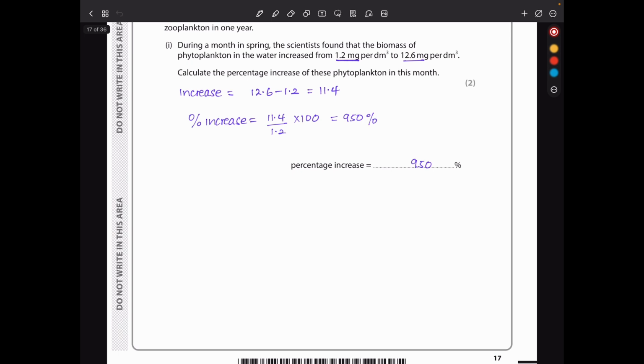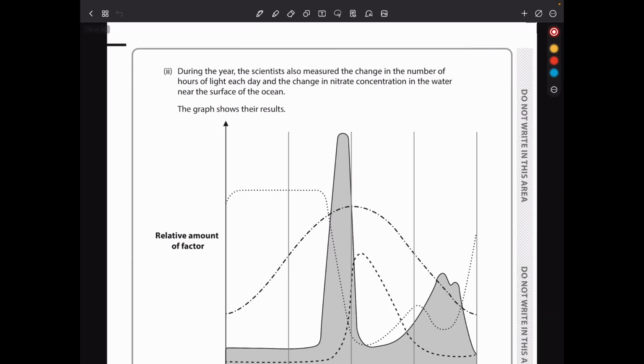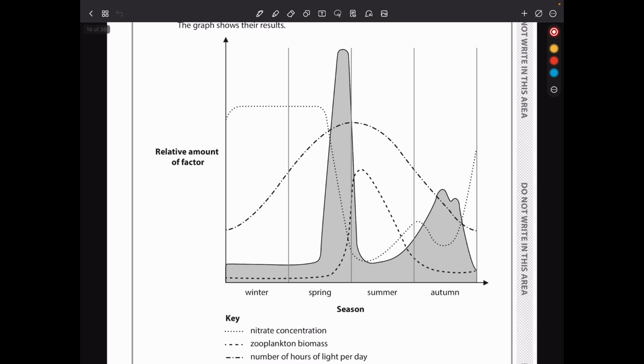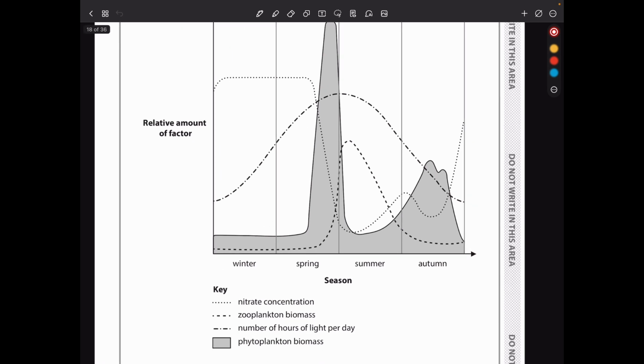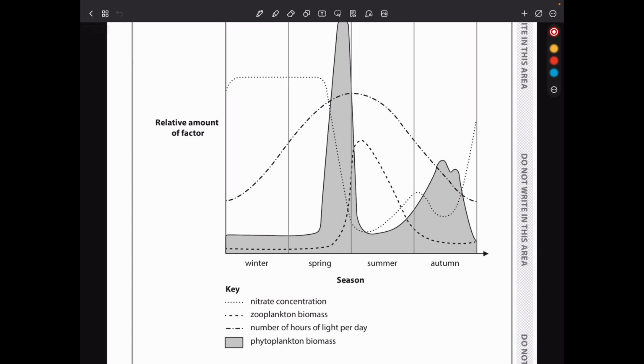And that's the answer. The next they say during the year, the scientists also measure the change in the number of hours of light each day and the change in nitrate concentration in the water near the surface of the ocean. The graph shows the results, which we see here. On the vertical axis, we have relative amount of factor, and on the horizontal axis, we have the different seasons.